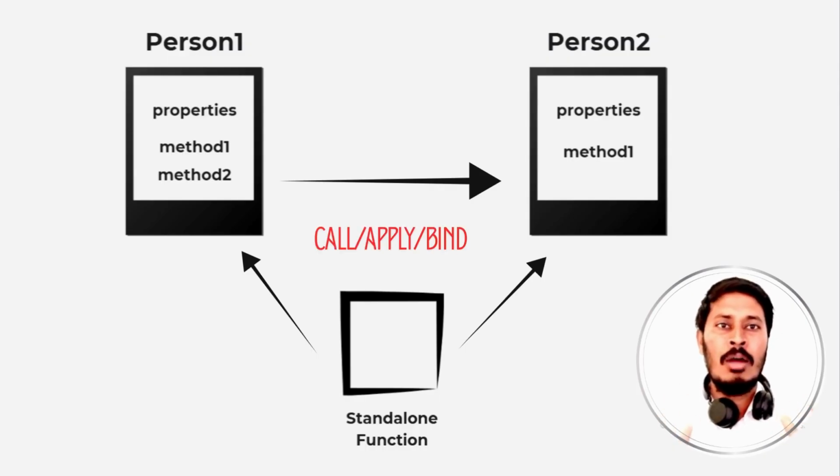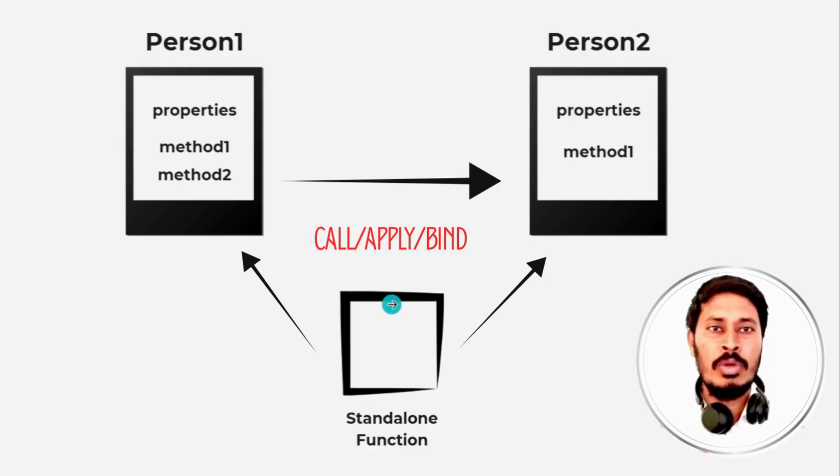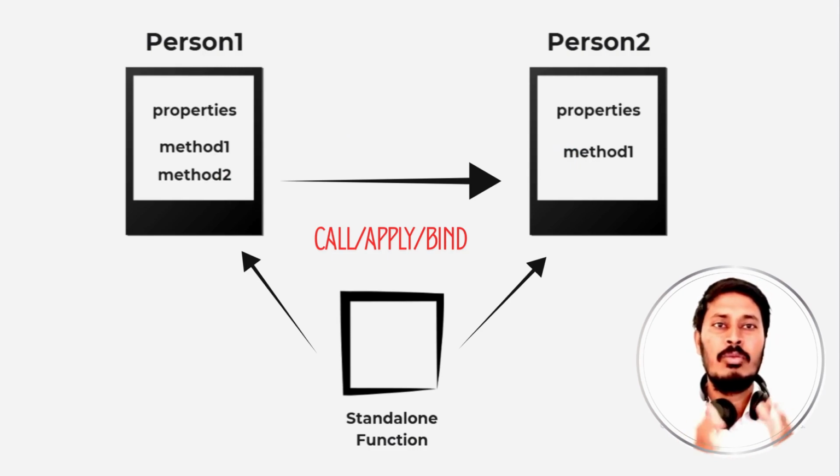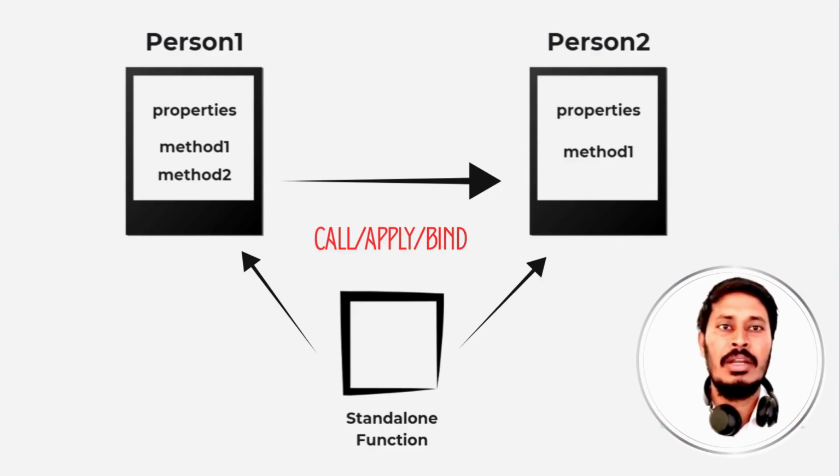Without call, apply, and bind, you cannot reuse a standalone function or a method from another object. And this is method borrowing: either sharing a standalone function among multiple objects, or borrowing a method from one object to another object. Now let's move to VS Code and understand this with the help of a simple implementation.